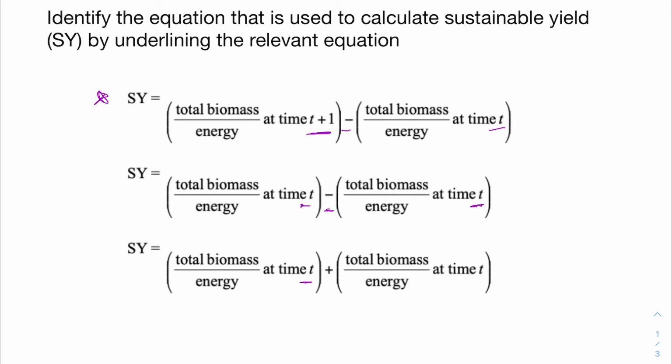And this one is time plus time. Well, if I want to know how much yield, I'll need to know something about the biomass and the energy at time plus 1 in the future minus time t. And that's our very simple equation that I showed you in the previous video. So the answer is this one. Okay, let's try another one.